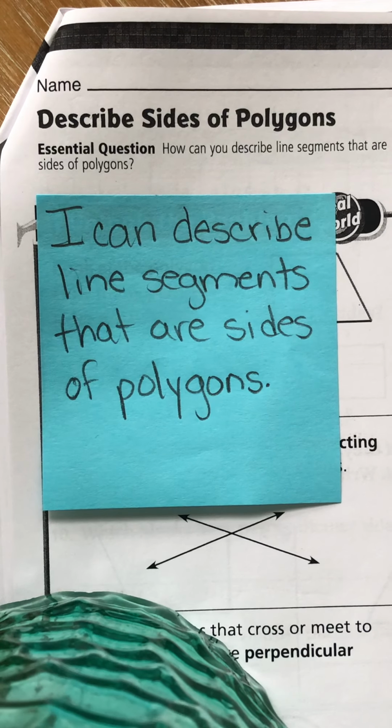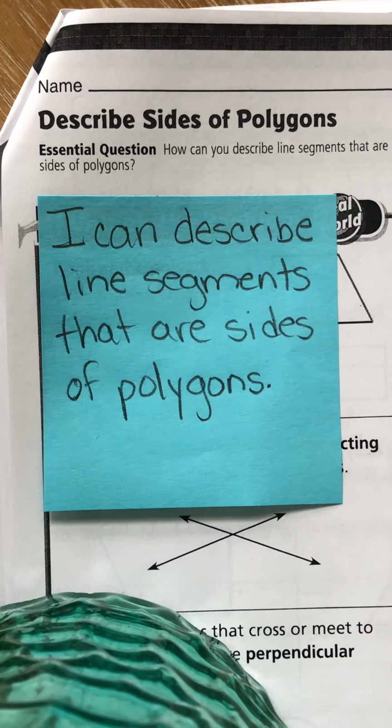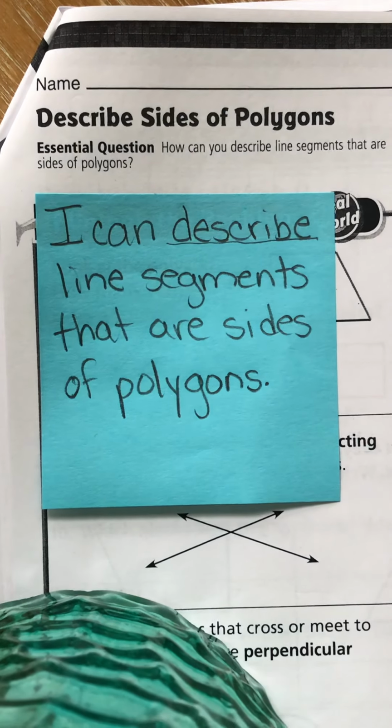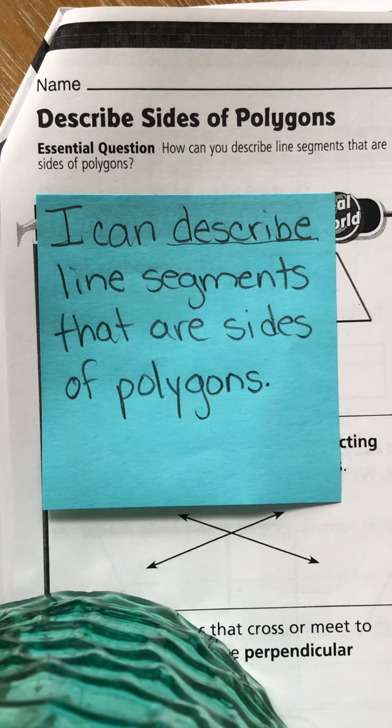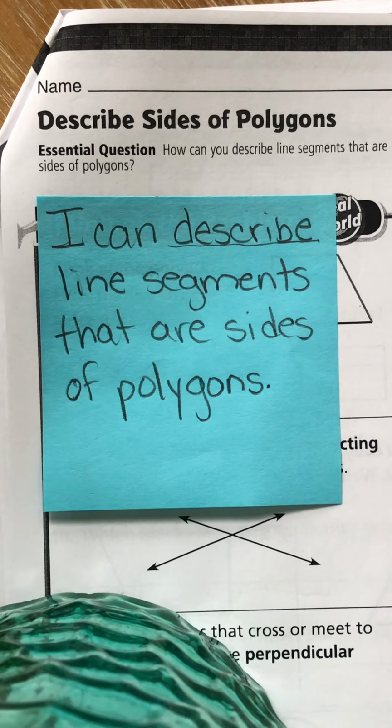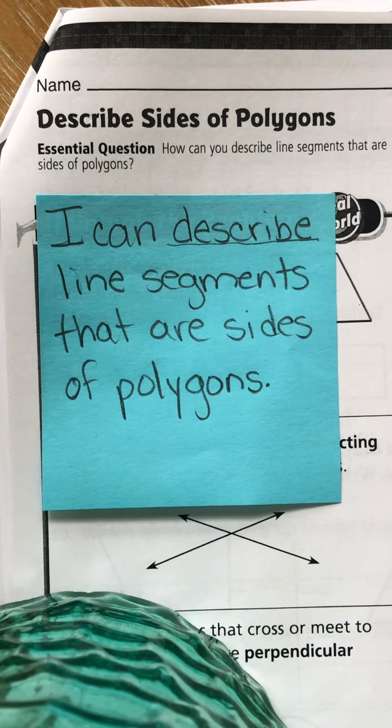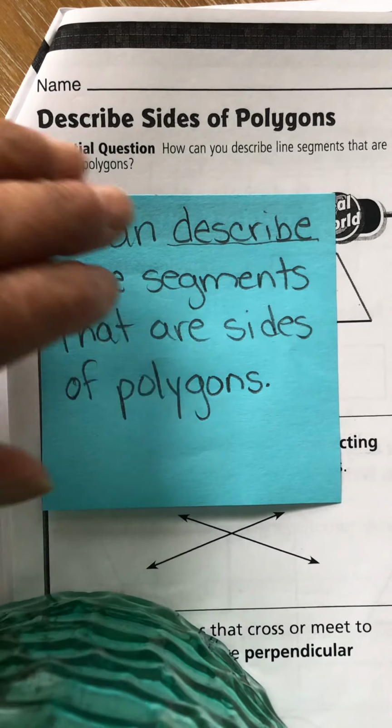I talked about different types of lines. I've also shown them to you in a book that I read to you. We are going to be talking about parallel lines, lines that never touch, intersecting lines, lines that cross. So those are the type of lines we're going to talk about in this lesson. So again, I can describe line segments that are sides of polygons. So when we're describing something, we're telling what type of line segment they are. Like I just said, intersecting, they could be parallel. Okay, so we're going to talk about those. Perpendicular. So those are the type of line segments we will discuss today.